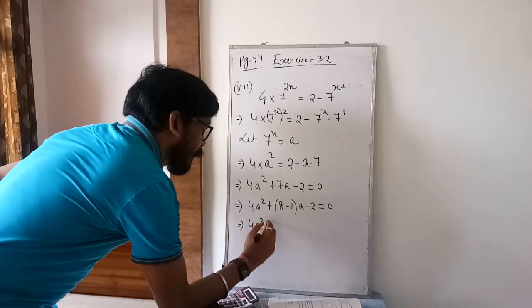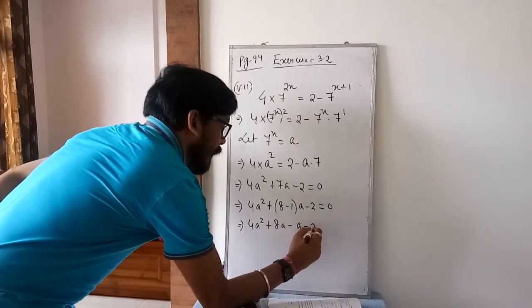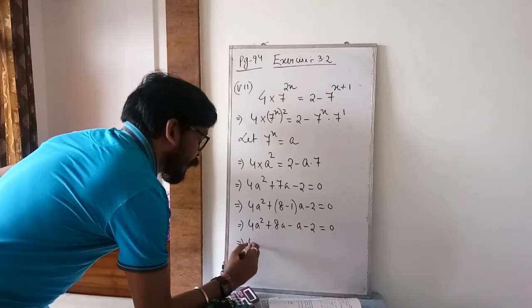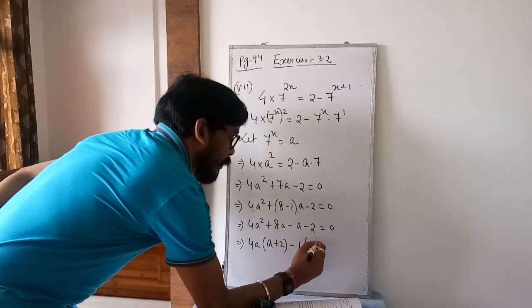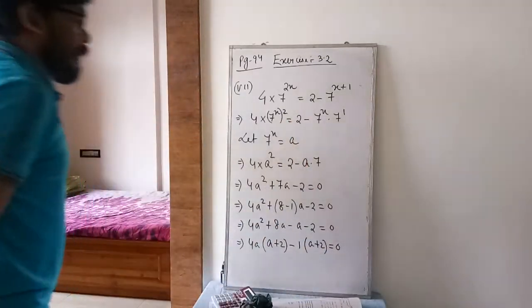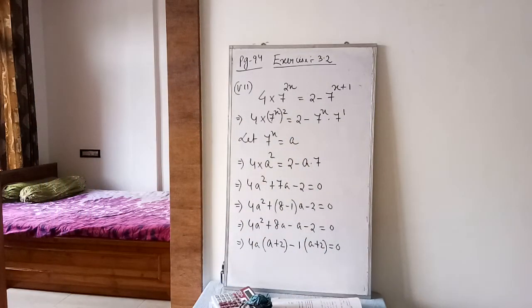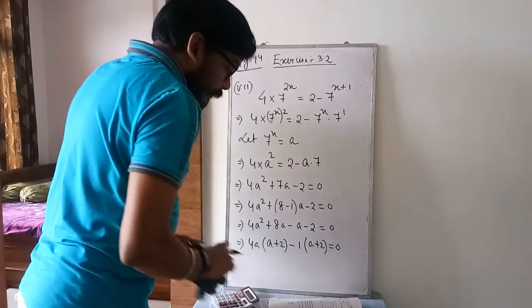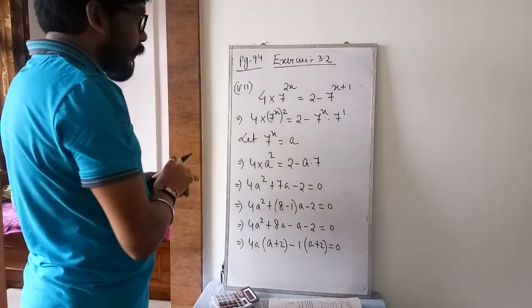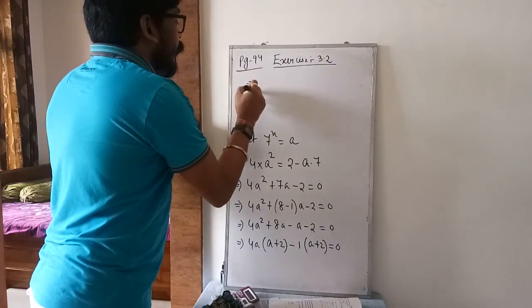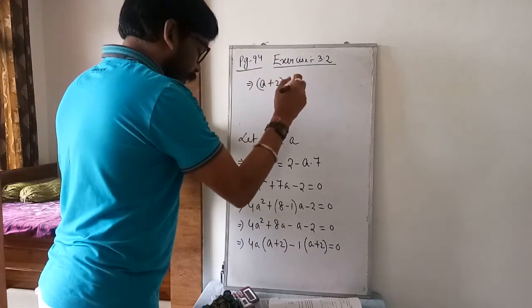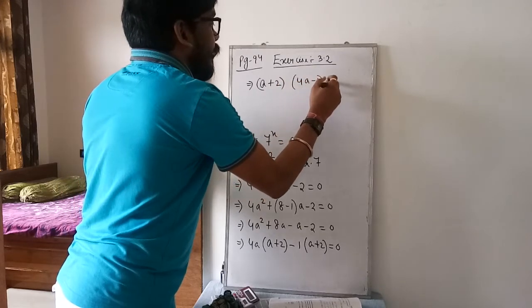So further what you can do, 4a square plus 8a minus a minus 2. From the first two you have to take 4a common, so it is a plus 2, and from the last two you can take 1 common, so it is a plus 2. So take the screenshot of this part. Okay, again, next is what? Next you can take common again what? A plus 2, and here it becomes 4a minus 1 equal to 0.